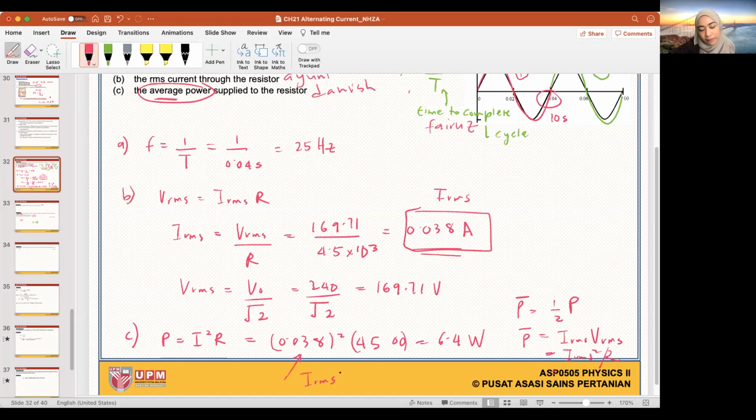So how do you get I? We can use this equation. Let's do it. Okay, so P average equals 1 over 2. Danish wants to use I. So how should I convert I RMS to I? How do I change it to I? I naught over 2. I naught over 2.